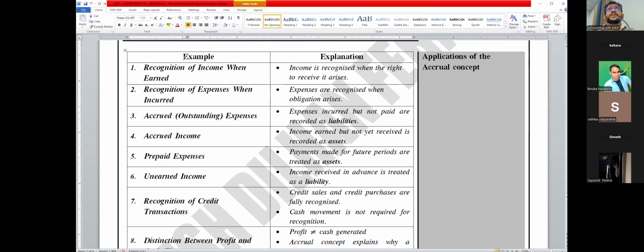Example and explanation. Recognition of income when earned. That means income is recognized when the right to receive cash arises.